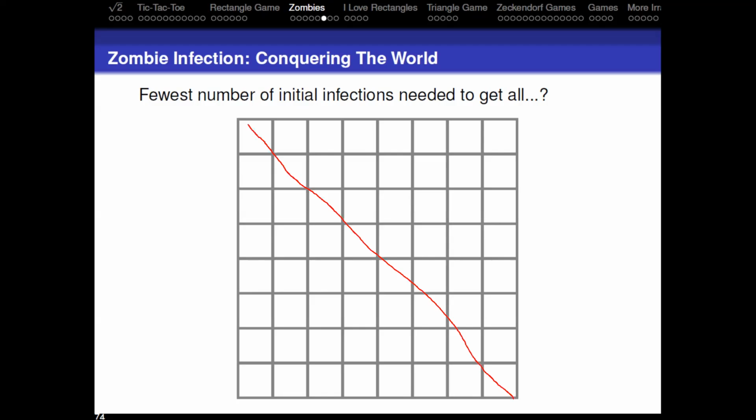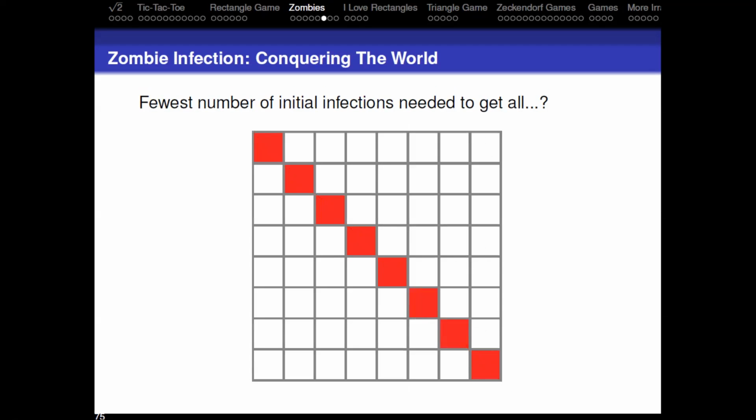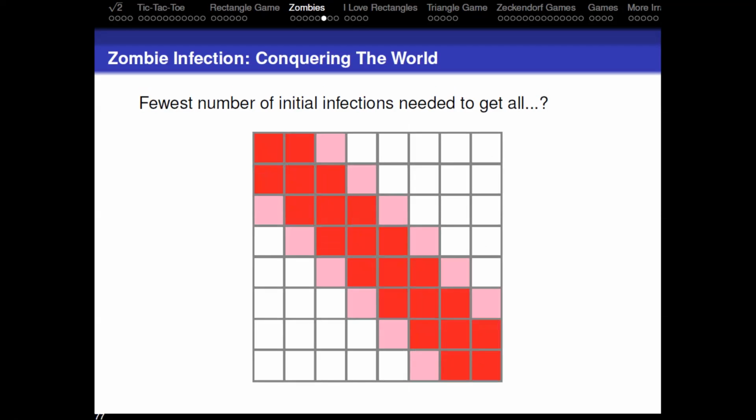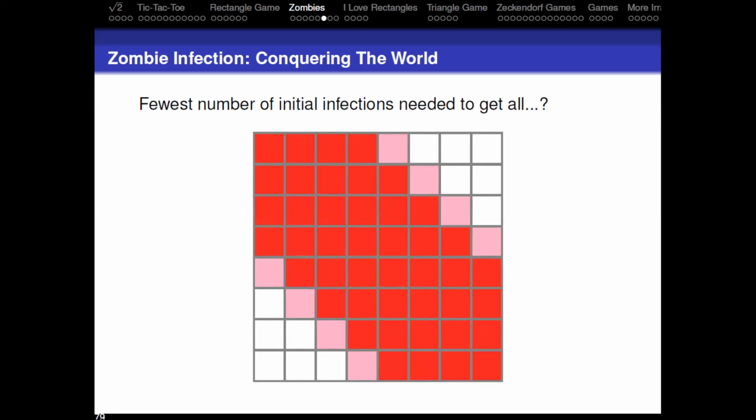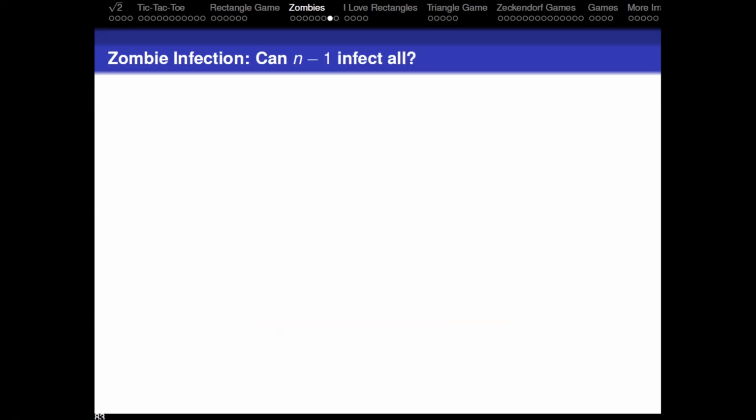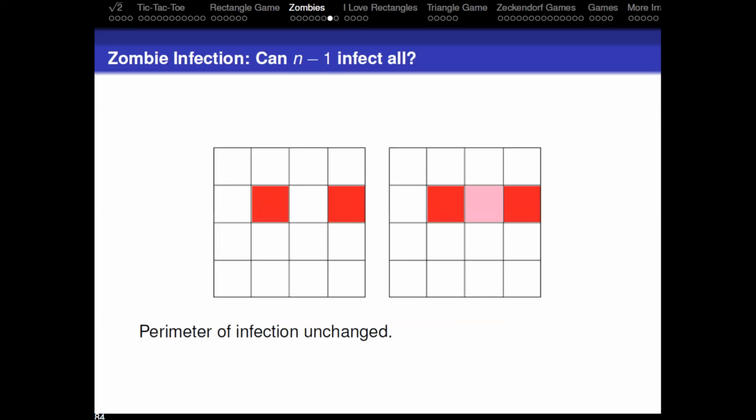This. So why don't you, yeah, if you just infect the main diagonal, then on the next turn, you get the diagonal above and below. And then the next turn, you just keep getting more and more diagonals, and it pushes out and you get everybody. So if you infect just the main diagonal, you will get everybody. That's infecting n squares out of n squared. Is it possible to get everybody if you only infect n minus 1? And the answer is no.